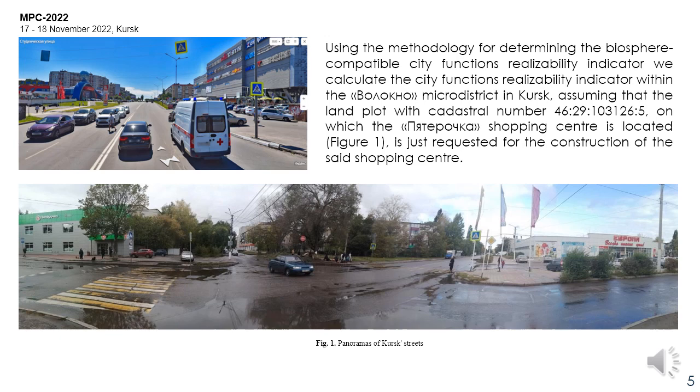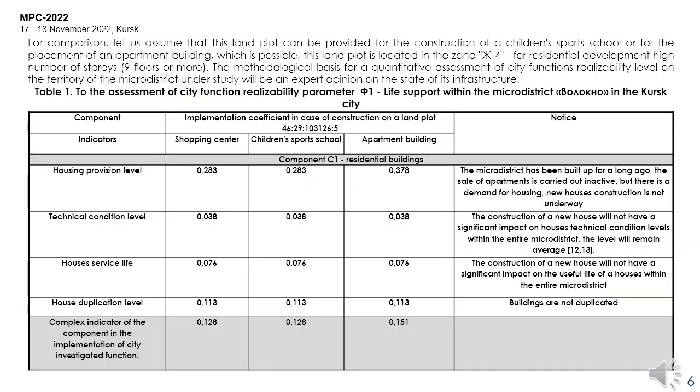Using the methodology for determining the biosphere-compatible city functions realizability indicator, we calculate the city functions realizability indicator within the Volokno microdistrict in Kursk, assuming that the land plot with cadastral number 46:29:1031:26:5 on which the Peterechka shopping center is located is just requested for the construction of the said shopping center. For comparison, let us assume that this land plot can be provided for the construction of a children's sports school or for the placement of an apartment building, which is possible.